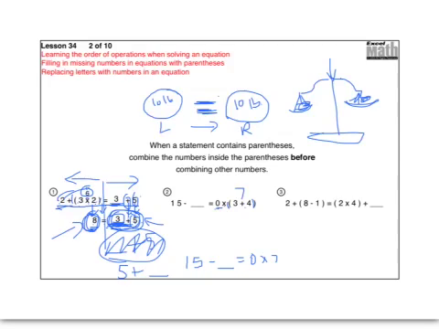Well, I do not have 2 numbers and a blank that I wrote down here. I have 1, 2, 3 numbers and a blank. That's wrong. I can combine the 0 times 7 together and make that a 0. Now I have 2 numbers and a blank. This is done correctly.